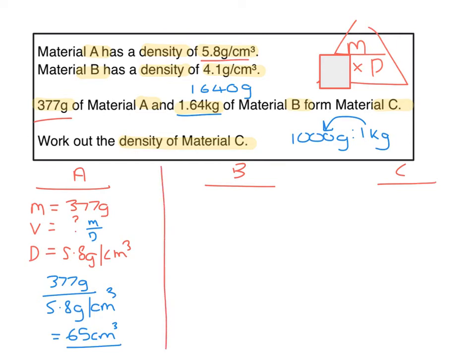And let's just start doing the monkey victory dance again. So M, the mass, is 1,640. The volume, I don't know. The density is 4.1 grams per centimetre cubed. I want to find out the volume. That's already in my triangle, so I'm doing M divided by D.